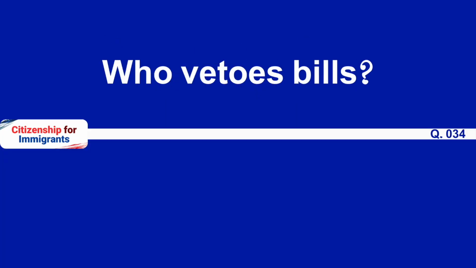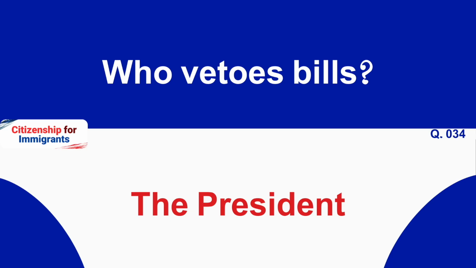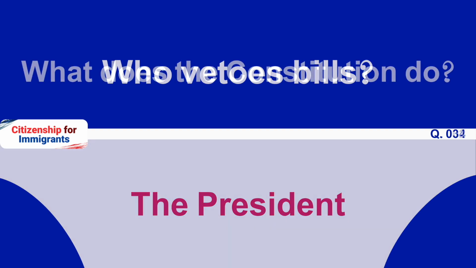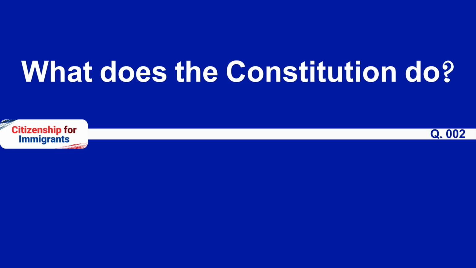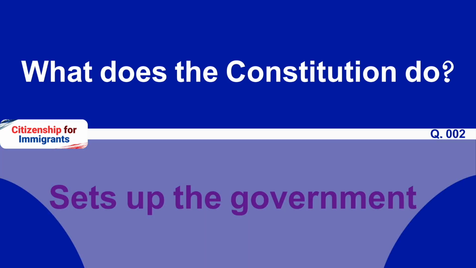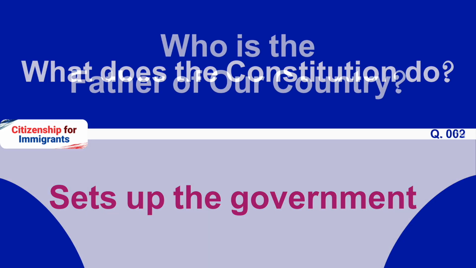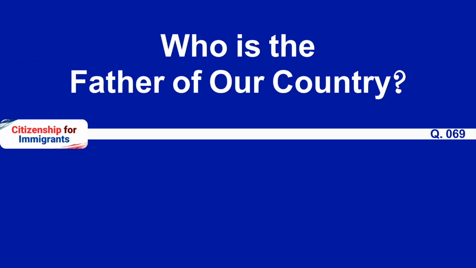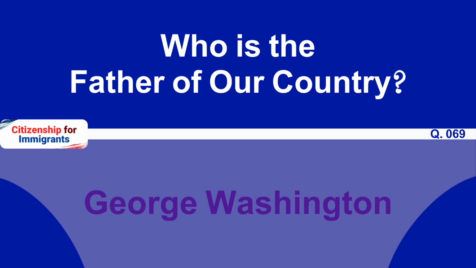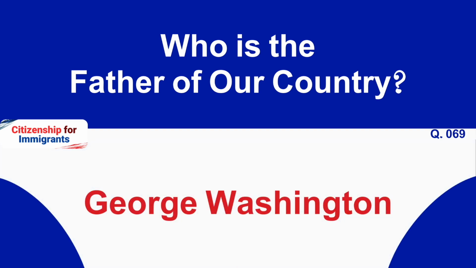Who vetoes bills? The President. What does the Constitution do? Sets up the government. Who is the father of our country? George Washington.